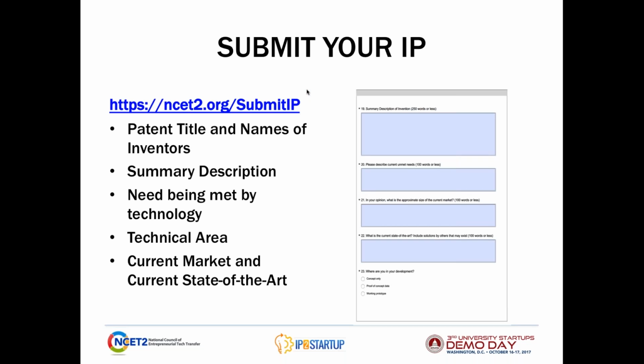So the patent title and names of the inventors, you can see what we've done is limit you to so many words. And this is to help us get through a lot of IP very quickly. We know that there's going to be a lot of submissions, and we want to be able to get through it all. So limiting you on words is important for us, and for you to try to succinctly describe what you have. Then the summary description, the need being met by the technology, the technical area, the current market, and the current state of the market. So those are the things you have to fill out.